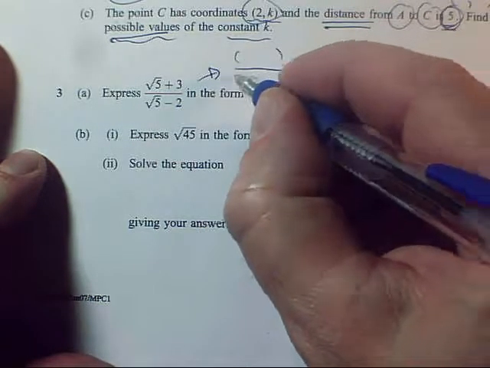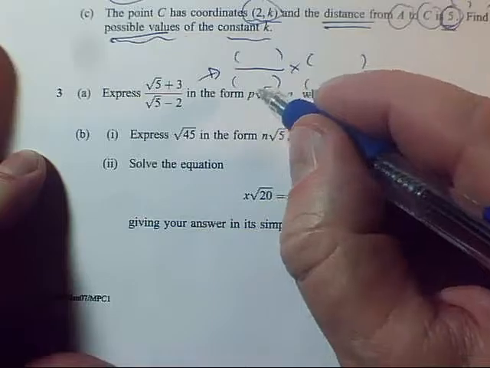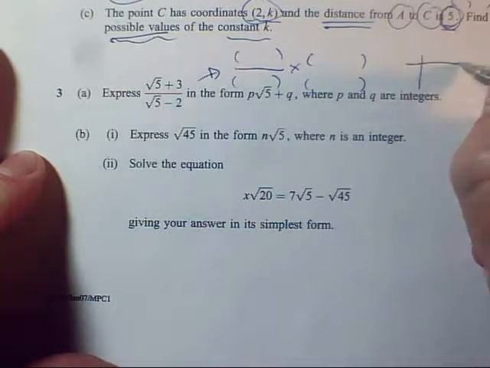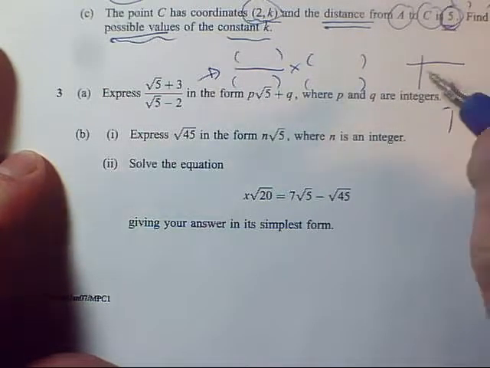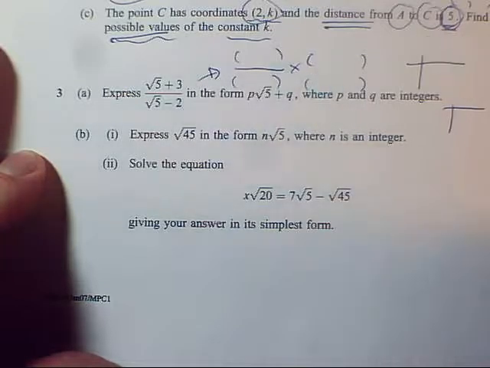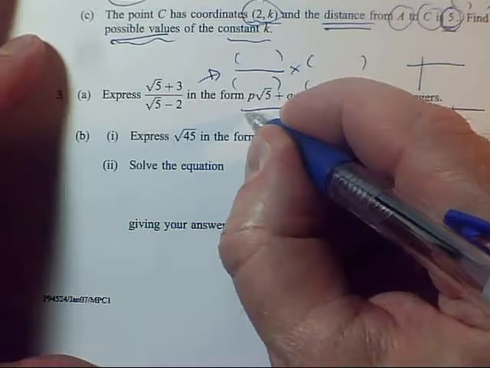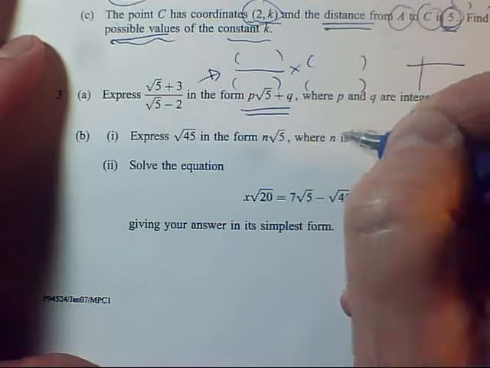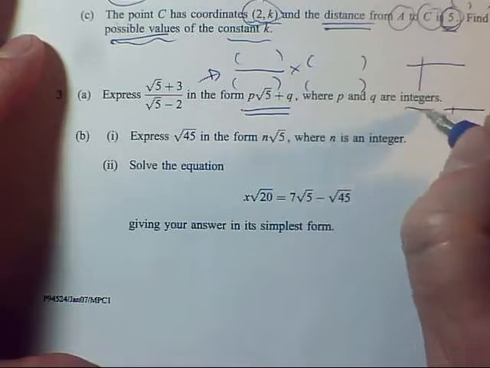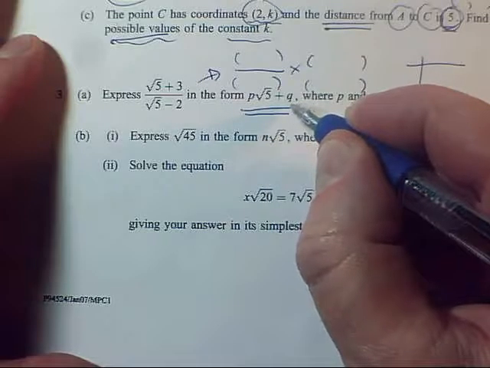So we've got two surd multiplications to do, one for the top and one for the bottom. So you do a grid for the top and you do a grid for the bottom, and then you do the top over the bottom and you do any simplification, and it tells you it's got to come down to this. So there may be some cancelling down to be done. P and Q are integers. That means we want a whole number here and a whole number here.